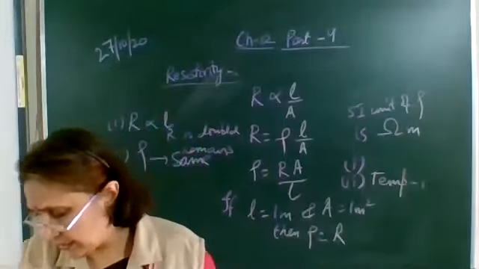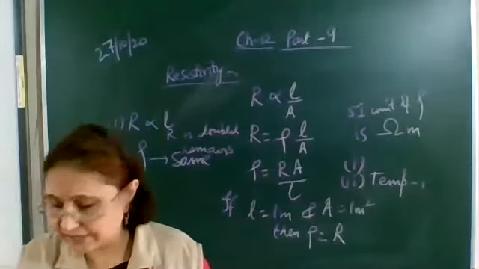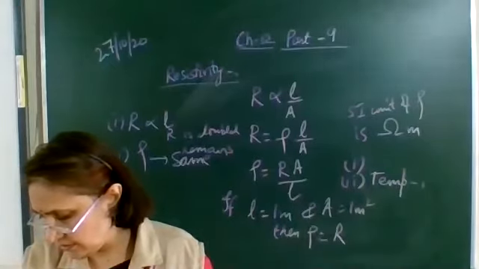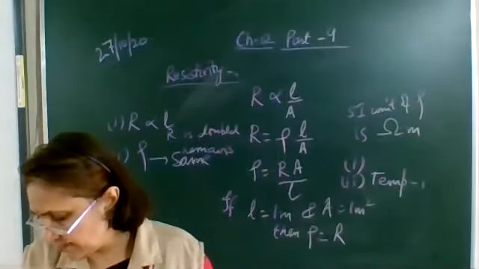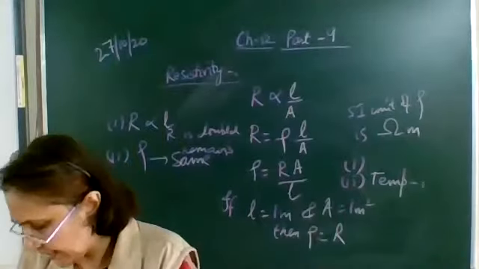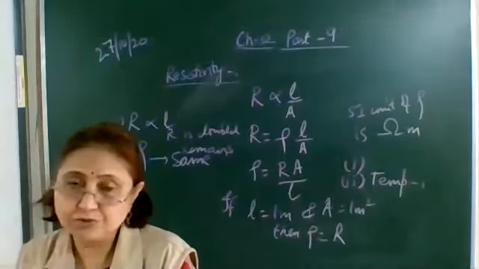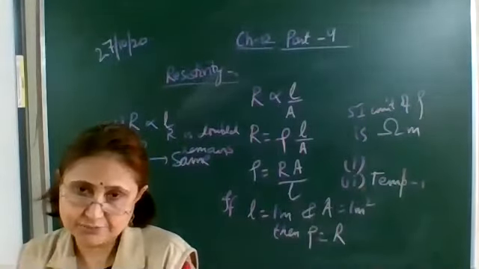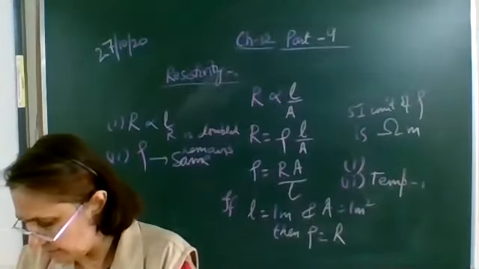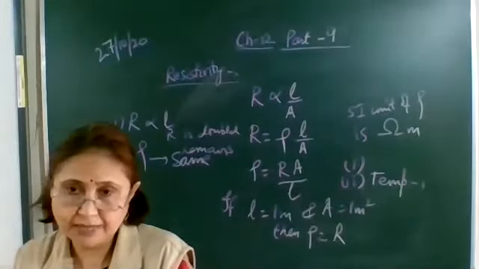Here some substances like conductors are given: silver, copper, aluminium, tungsten, nickel, mercury, manganese. You can see that their resistivity varies from 10 raised to the power minus 8 to 10 raised to the power minus 6 ohm meter.